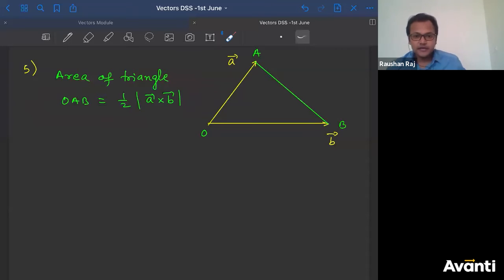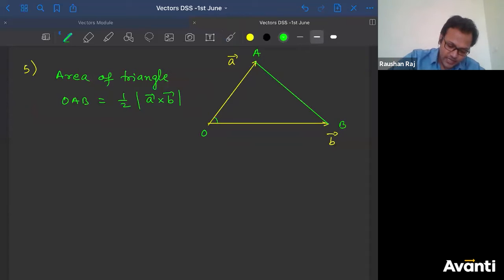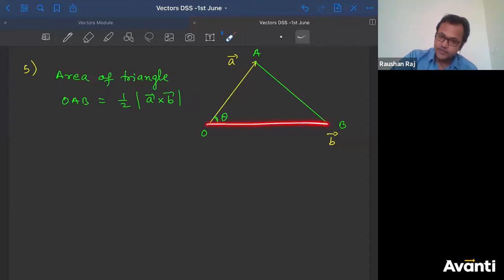What is area of triangle? Area of triangle is nothing but 1/2 into base into height. Got it? Acha, consider, let us say the angle between A and B is theta. So if I ask you to find area of this triangle, you will need a base length, and then you need the height corresponding to that. If I assume OB as the base, I'll say this will be the height.